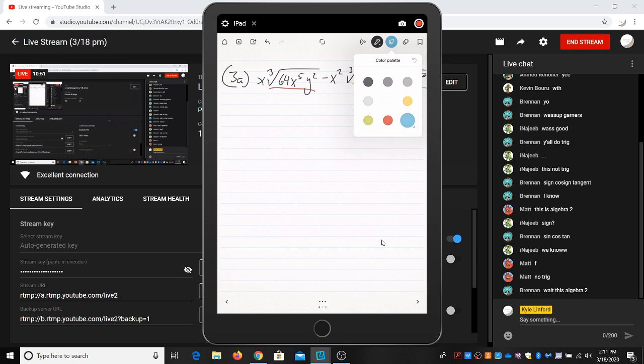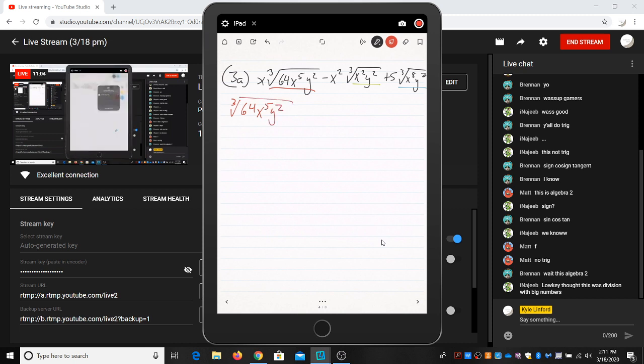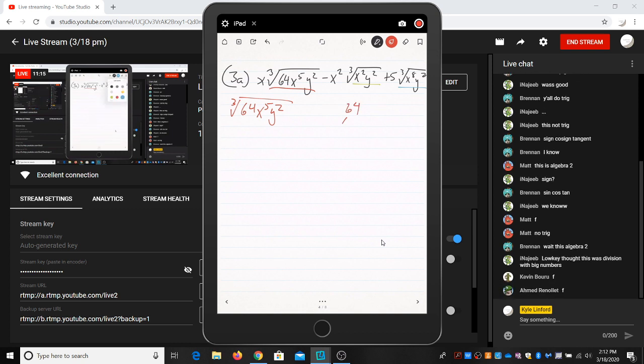First up, let's break down the cube root of 64x to the 5th y squared. Let's do that to the side here. Now, 64 can break down, so let's do some work to the side. 64 breaks down into 4 and 16, and 16 breaks down into 4 and 4. 4 is 2 and 2, that's 2 and 2, and that is 2 and 2.